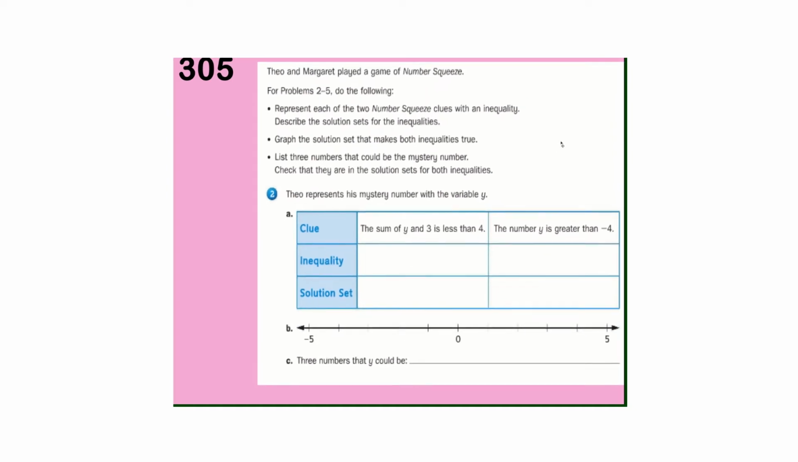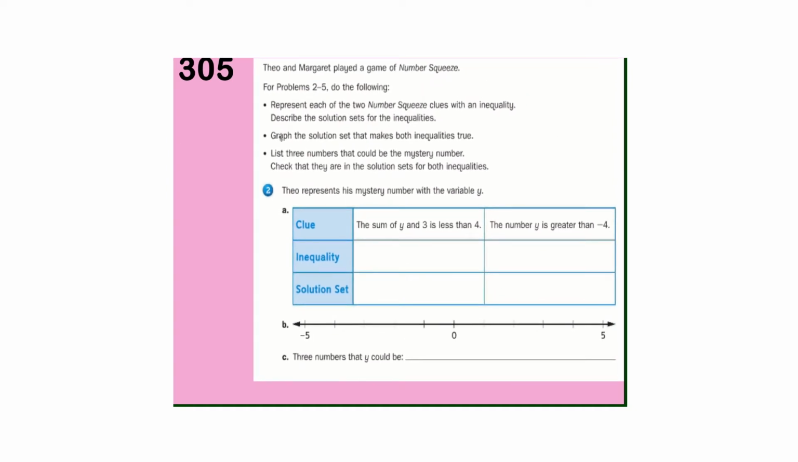Down at the bottom, Theo and Margaret are playing the same game. Represent each of the 2 number squeeze clues with an inequality and describe the solution sets. Graph the solution that makes both inequalities true and then list 3 numbers that could be the mystery number. Check that they're all in the solution sets for both inequalities. So go ahead and do that, A, B, and C. Pause the video and do that, and then start the video back up.